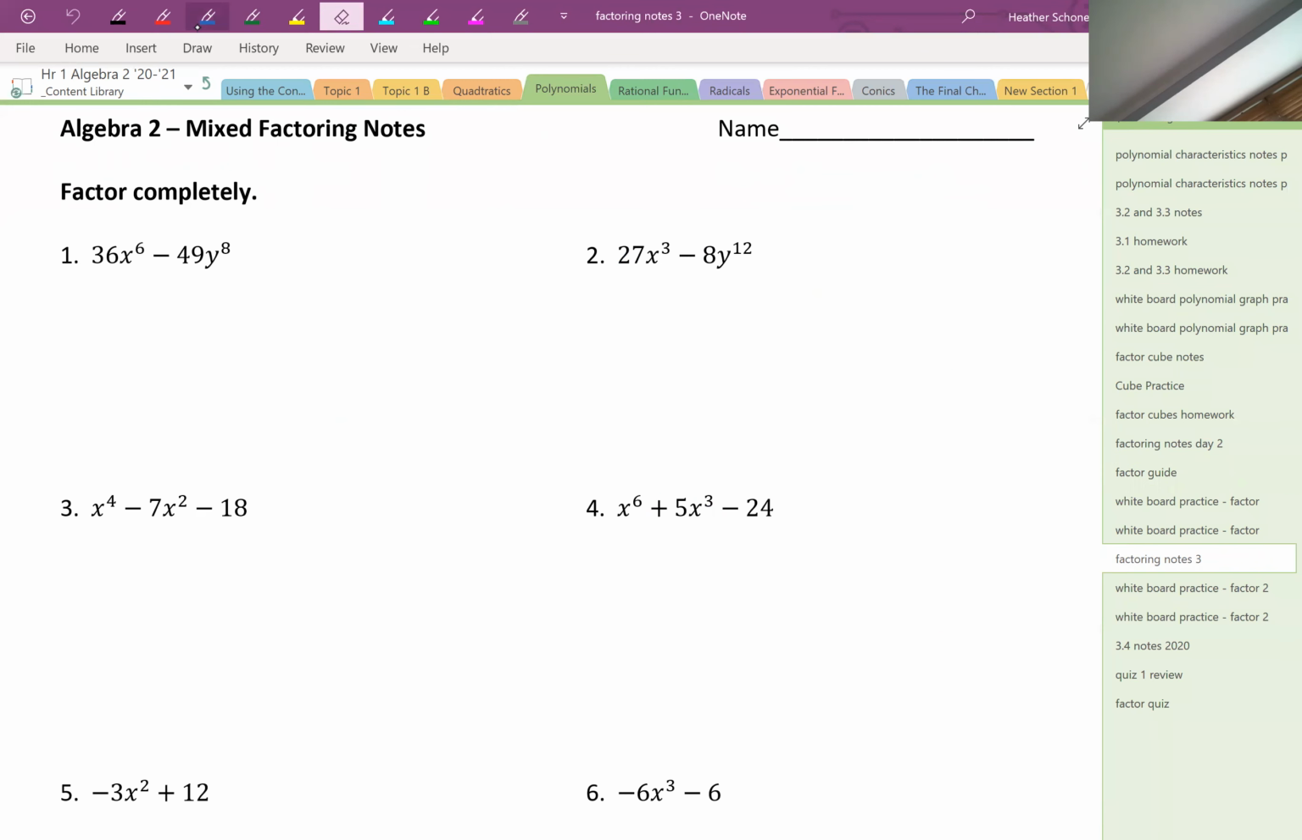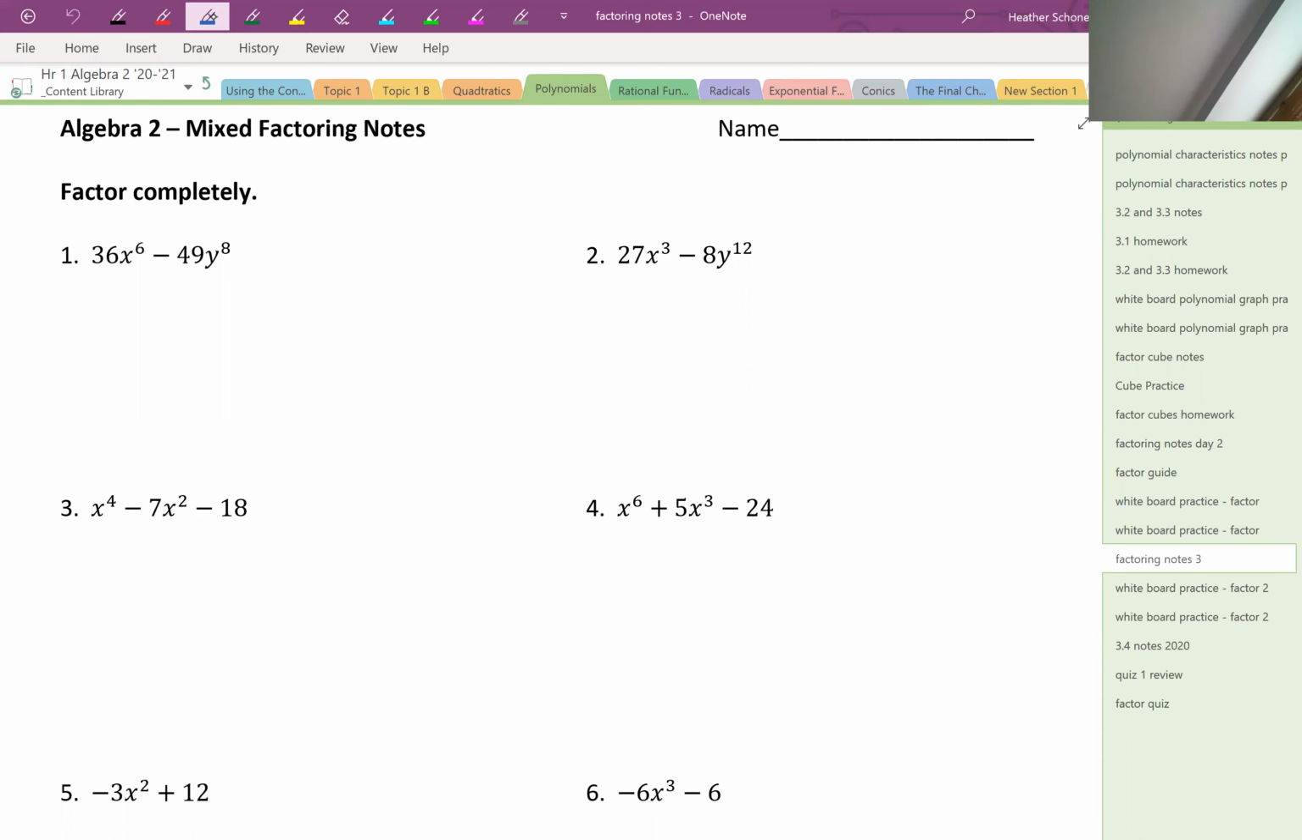Okay, so let's try the first one. On number one, first thing we need to look for is the greatest common factor. There is not one, so now we see that it's a binomial. So now we have to decide if it's squares or cubes. If it's squares, all the exponents are going to be divisible by 2. If it's cubes, all the exponents are going to be divisible by 3. Well, on the first one, it's going to be squares because 8 is only divisible by 2. 6 can go either way, but 8's only 2, so we have to work with 2's.